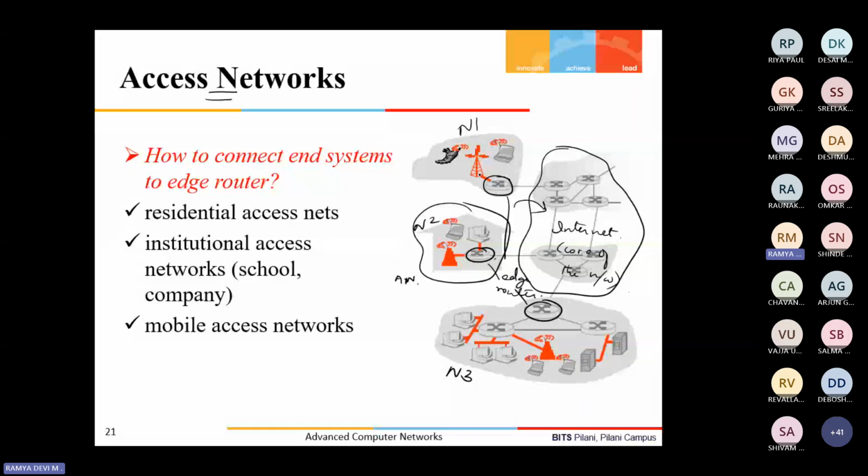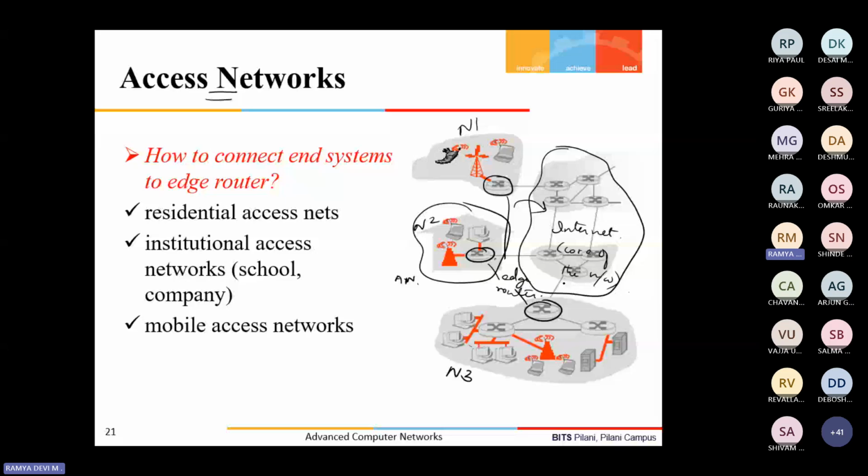The initial communication will be provided with a local area network. DSL, cable modem, and fiber to the home are examples of how it is connected. Wi-Fi is also a good example. This is an example of an institutional access network, how it works in an institution like Wipro or BITS Pilani. It is extended by connecting the edge router to the internet.